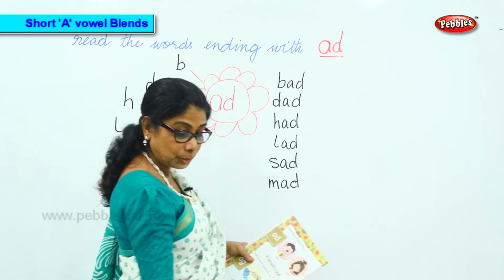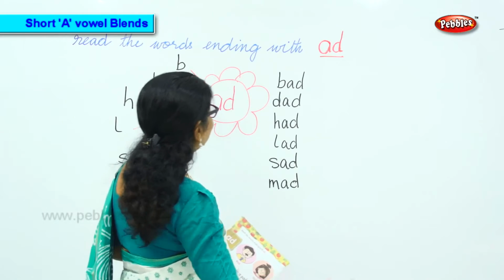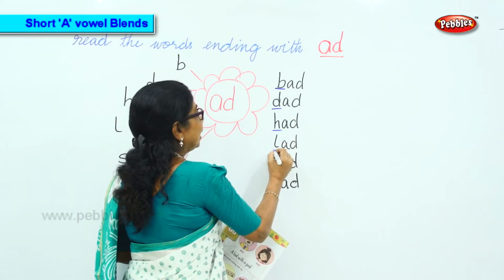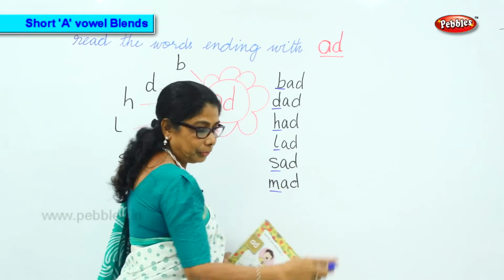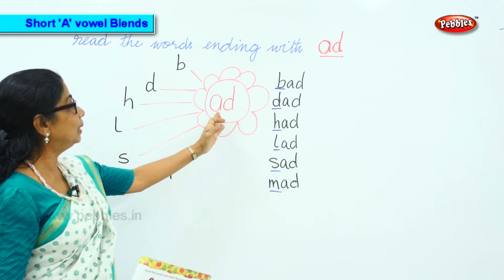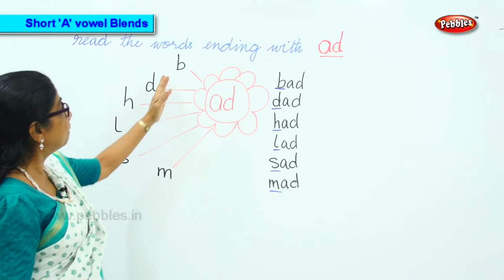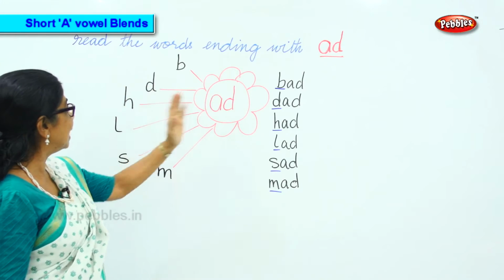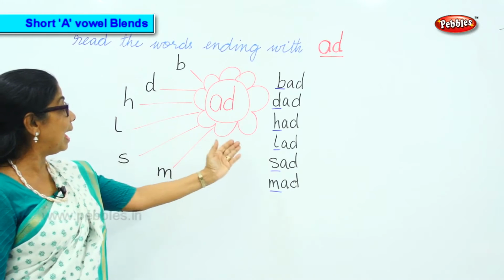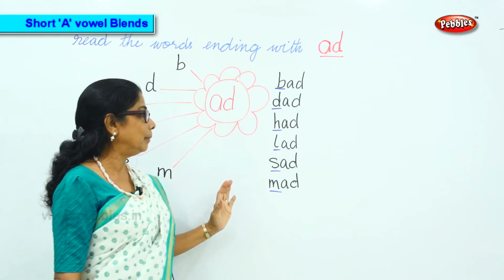You get 6 words. Now just look at that. You have B, D, H, L, S, M. So you have so many words that end with AD. Ending with AD, you have B, bad, D, dad, had, L, lad, and S, sad, mad. Okay.